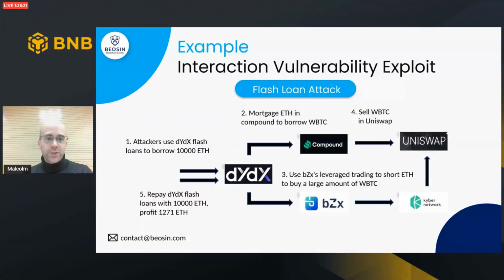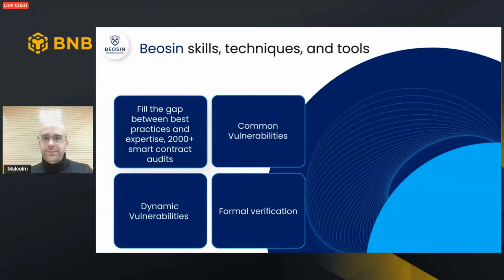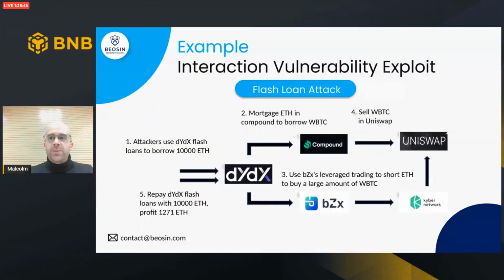Okay, so to go back to the attack that we had, the attacker borrowed 10,000 Ethereum from the DYDX protocol. And then they split it into two parts. They sent one part to the Compound protocol and another part to the BZX protocol.